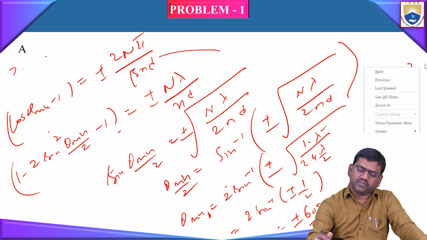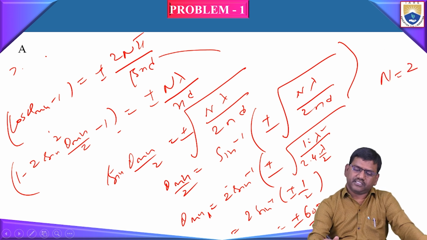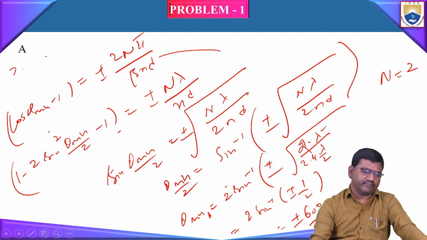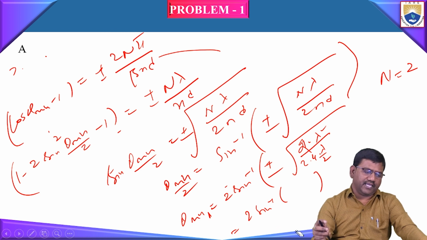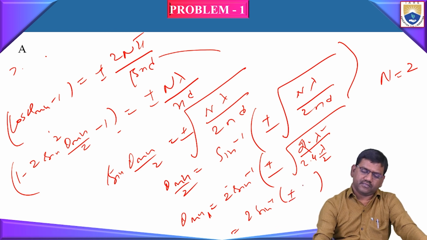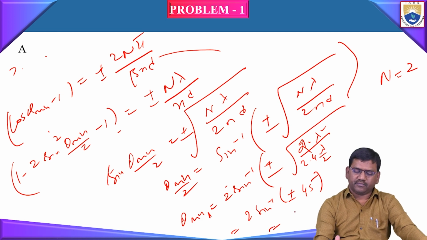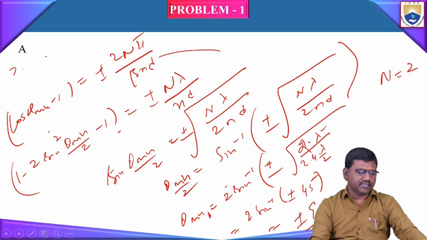So just substitute here n is equal to 2. So if you substitute n is equal to 2 here, you will get 2 into plus or minus 45. So this is equal to plus or minus 90 degrees.